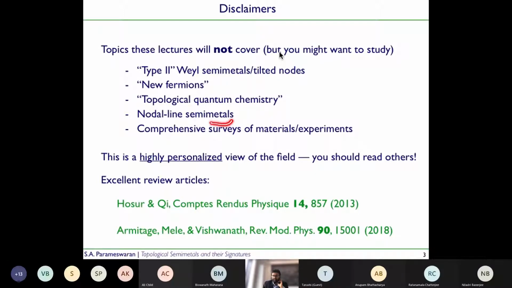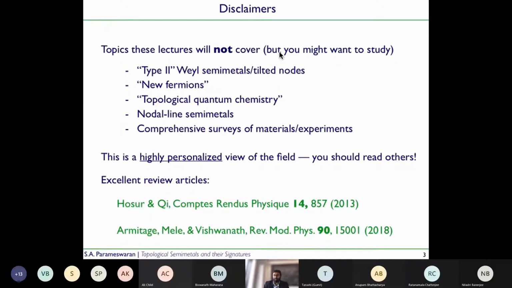Similarly, there are other types of things like nodal line semimetals that I won't talk about. But in the end, the reason all these things are interesting is because there's lots of materials that come in. And I'm going to talk about initial materials. So in some sense, the first candidates for a lot of these things, or in some cases, rather good experimental candidates that we can study. But of course, if you want a comprehensive survey of materials and experiments, well, that's a moving target because new ideas, new materials come online all the time.